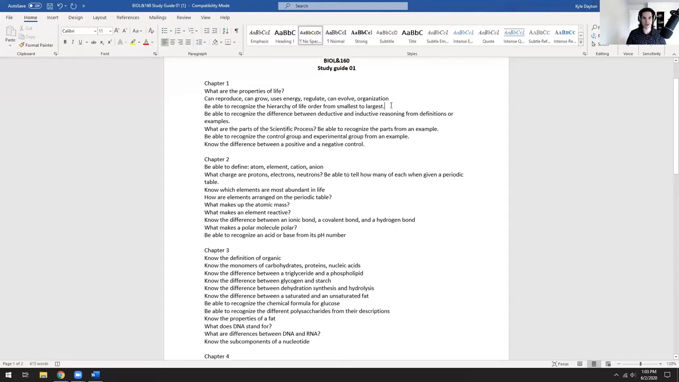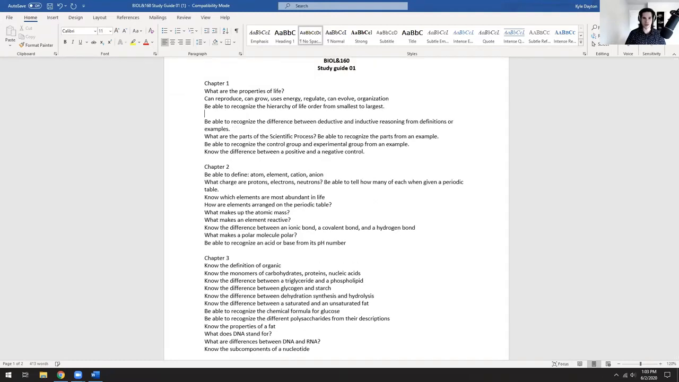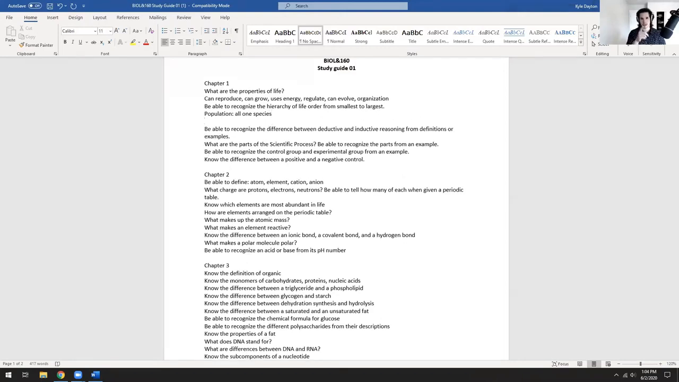Be able to recognize a hierarchy of life in order from smallest to largest. So we're talking least inclusive to most inclusive. I think for the purposes of the final, I'll probably start a little bit big picture. I'm not going to start quite at the cell. So we could just start at population, which is, do you remember what population is? All one species.